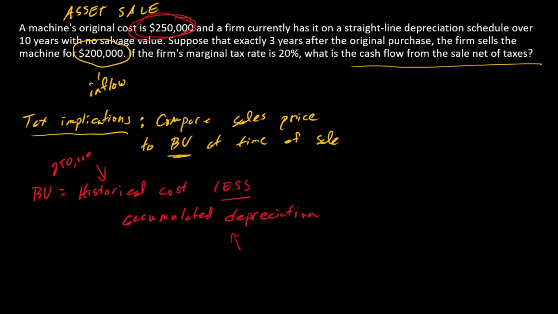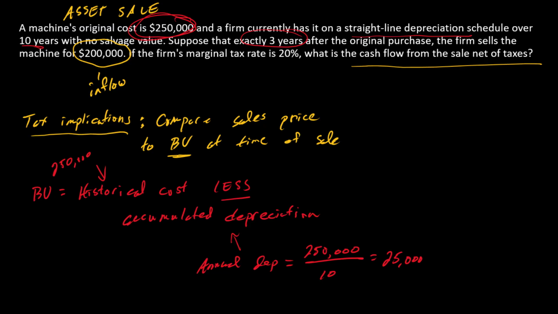$250,000 goes there. Accumulated depreciation is just going to be a function of the depreciation schedule. And so let's look at the depreciation schedule for this problem. We've got straight line over 10 years with no salvage value. So the full $250,000 is going to be depreciated evenly over the next 10 years. So annual depreciation is 250,000 divided by 10, or $25,000 per year.